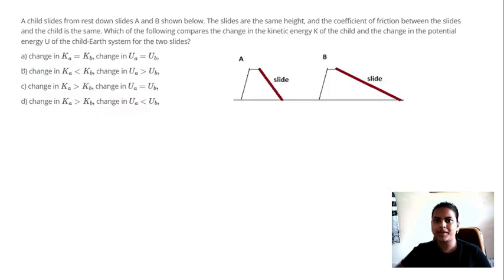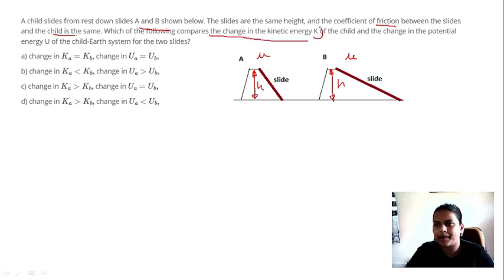Let's see some numericals. A child slides from rest down slides A and B as shown in this figure. The slides are of the same height. H is the same in both cases. And the coefficient of friction between the slide and the child is the same. Mu is the same for both cases. Which of the following compares the change in the kinetic energy K of the child and the change in the potential energy U of the child-earth system for the two slides?